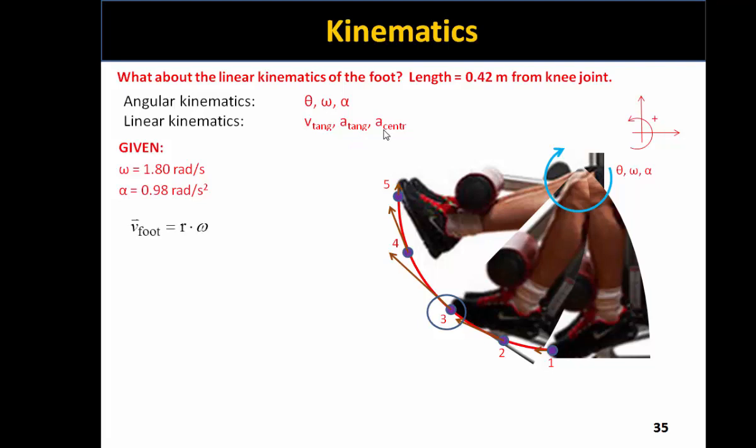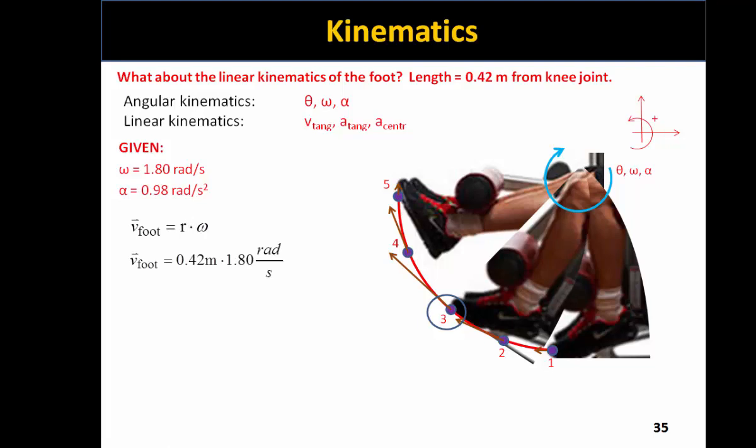So we start with the linear velocity of the foot. We have the only equation for the linear velocity of the foot, and that's r times the angular velocity, which is a given. The r was given previously, and so we have a length, lower leg and foot length of 0.42 meters.